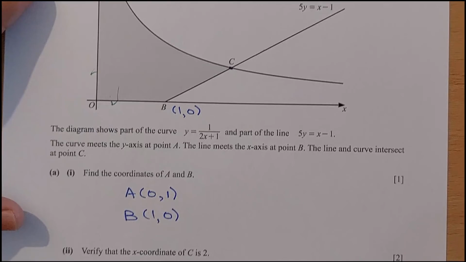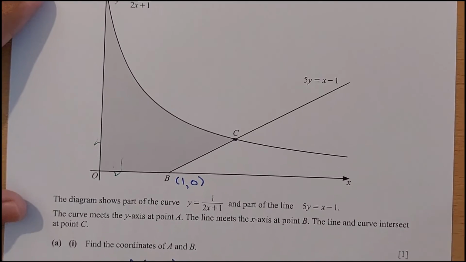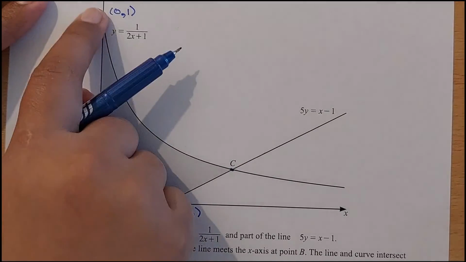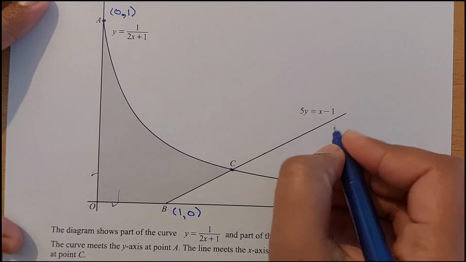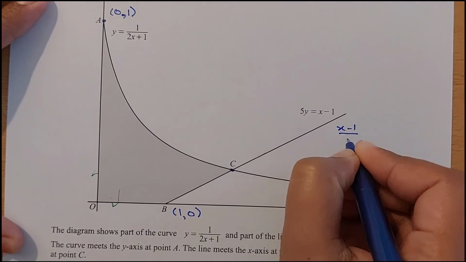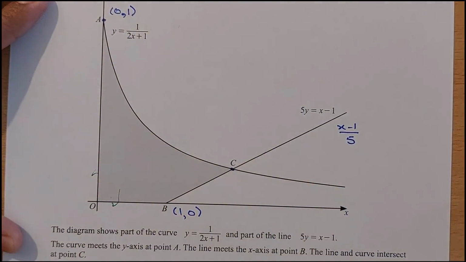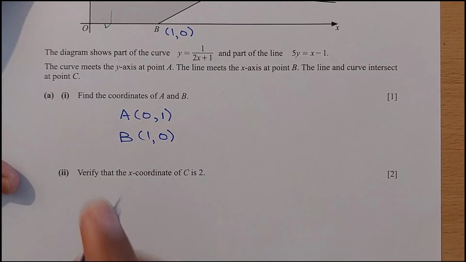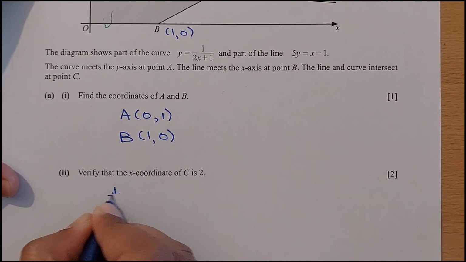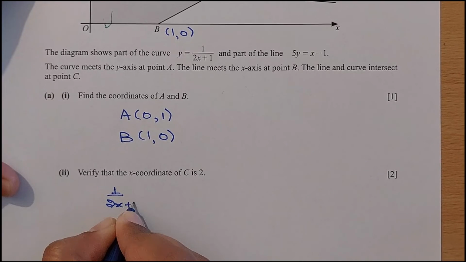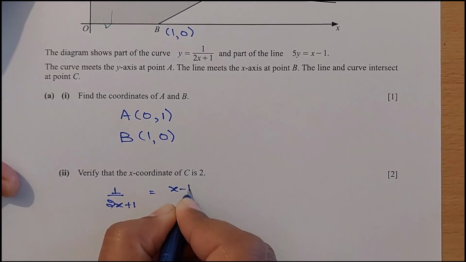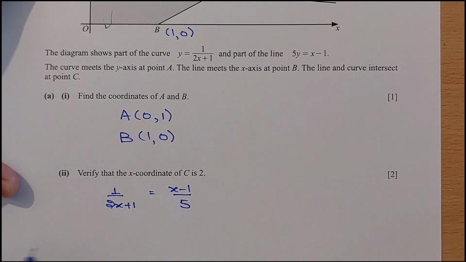As we know, C is the point where the curve and the line intersect. Let me solve for y from here, that is x minus 1 by 5. Just compare the two values for y and solve for x. So we have 1 over 2x plus 1 equals x minus 1 by 5. Cross multiplication, we have 5 equals x minus 1 into 2x plus 1.